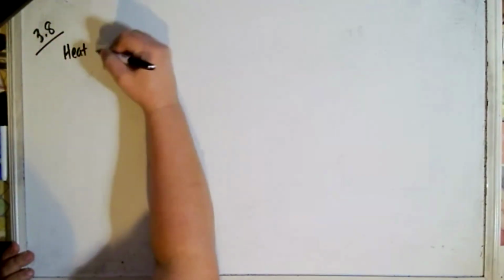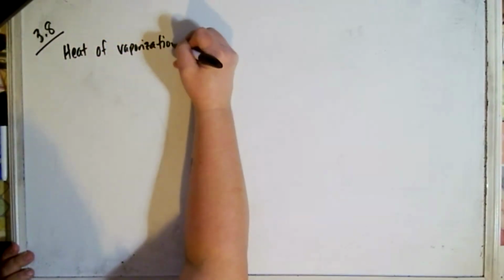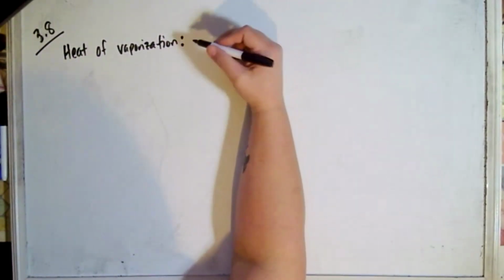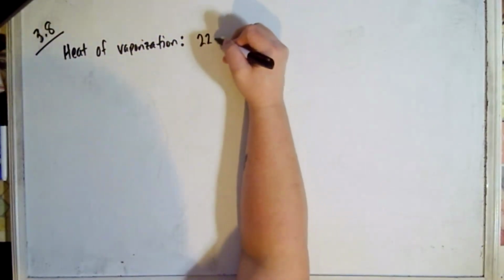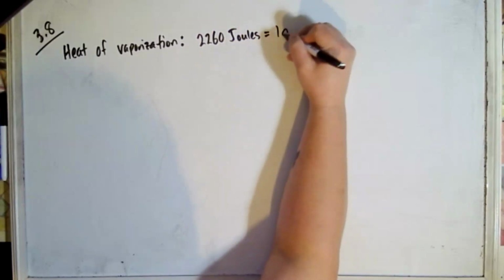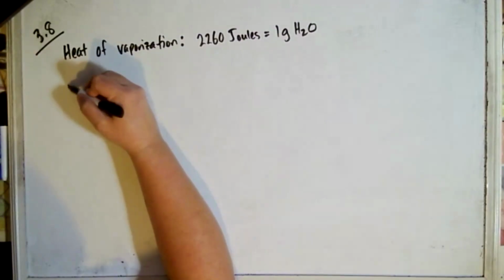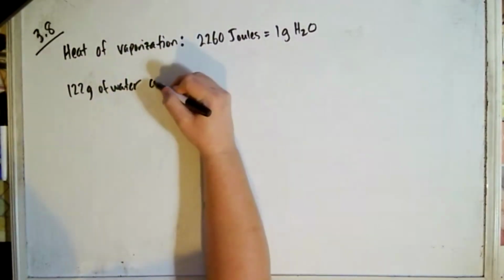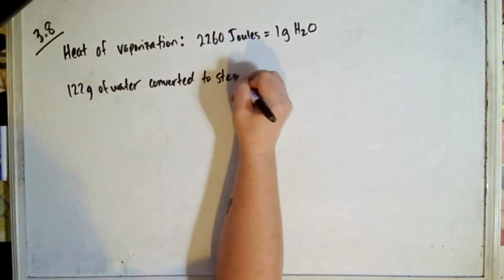So let's write out our heat of vaporization first. For water, again, heat of vaporization for everything isn't the same. It's just that water is the most common example that they give us. So that's going to be 2260 joules for every 1 gram of H2O. And they're telling us that we have 122 grams of water converting to steam at 100 degrees Celsius.